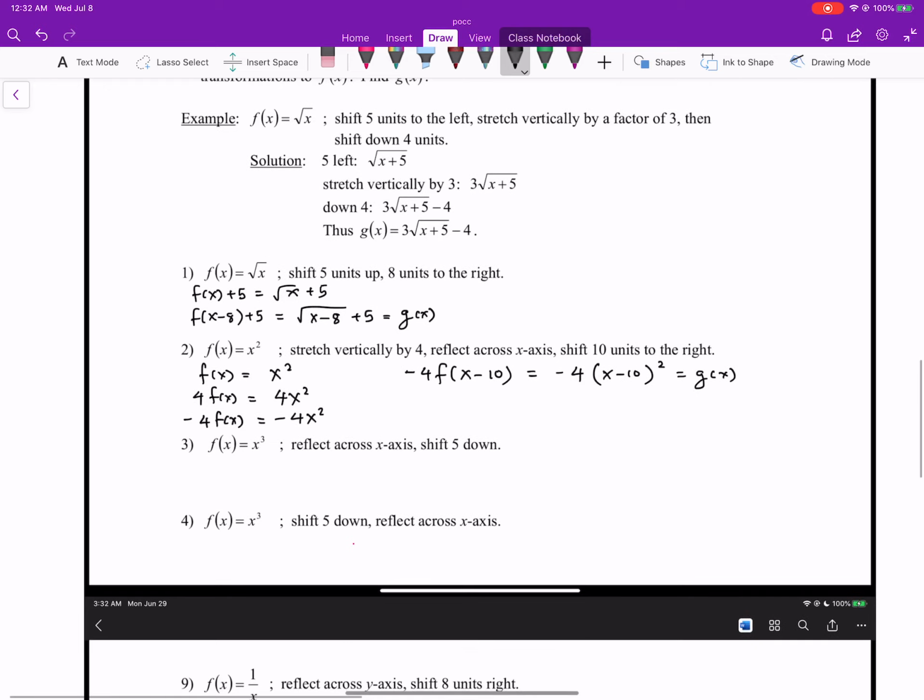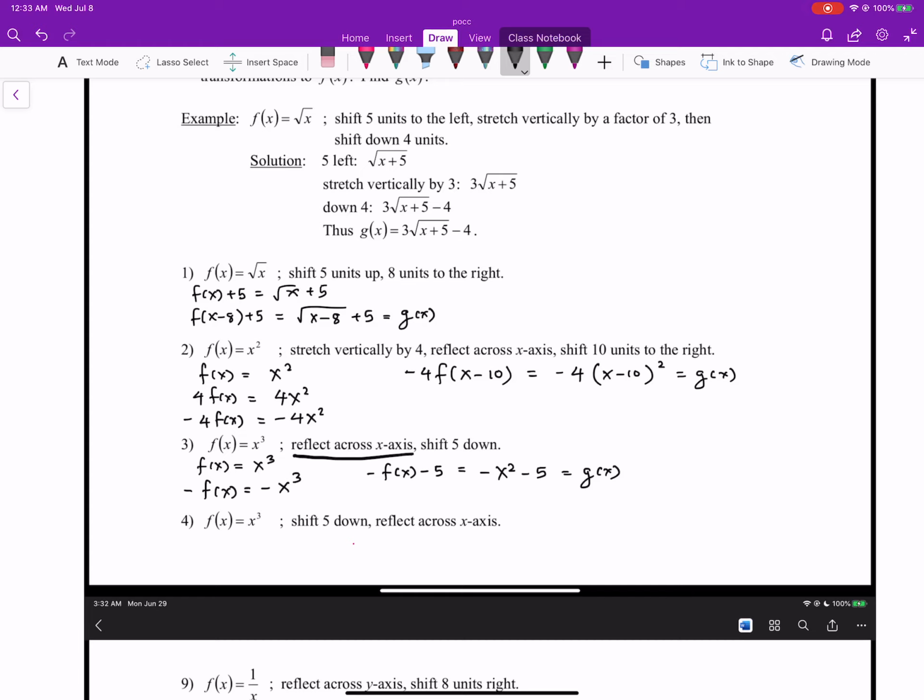Now let's look at the third one. I have my original function, which is f of x is equal to x cubed. And when I reflect about the x-axis, what it's saying is that I want to multiply the function by negative 1. So here I'm getting negative x cubed. And then I'm shifting down by 5, means that I'm going to take negative f of x, and then I'm going to go minus 5, which means I'm doing negative x cubed minus 5, which now becomes what g of x is supposed to be.